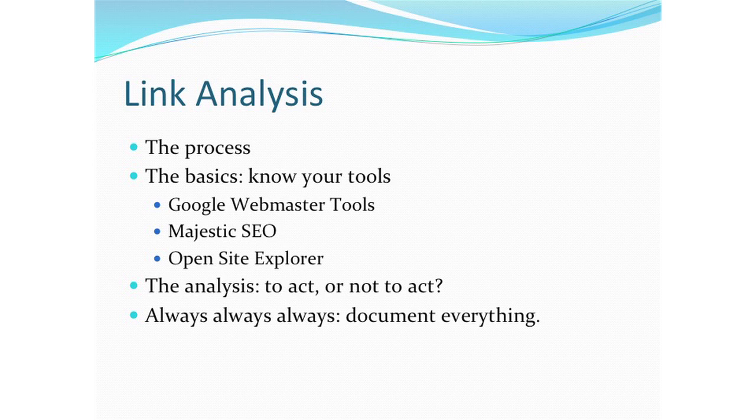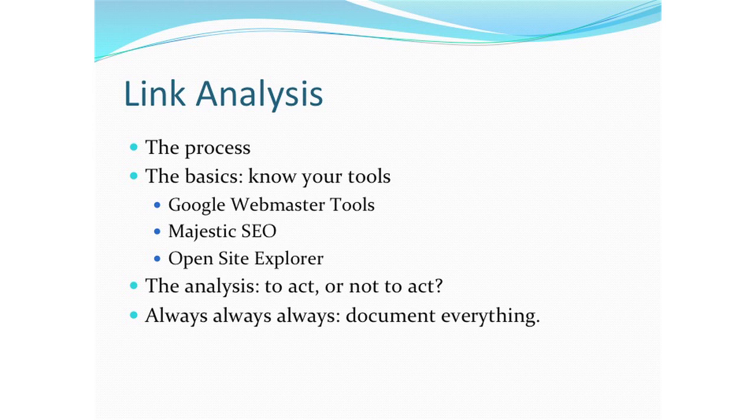We're going to talk about the basics. You've got to know your tools, specifically Google Webmaster Tools, Majestic SEO, and Open Site Explorer. Now, these are pretty robust tools that have a lot of different features. We're just going to be looking at the features related to assessing a link profile and doing link analysis today. In addition, Majestic SEO and Open Site Explorer have both free and paid versions. And a lot of the stuff that I'm going to show you is just in the free versions, but you need to know that there is a certain loss of functionality when you're trying to do quality link analysis.